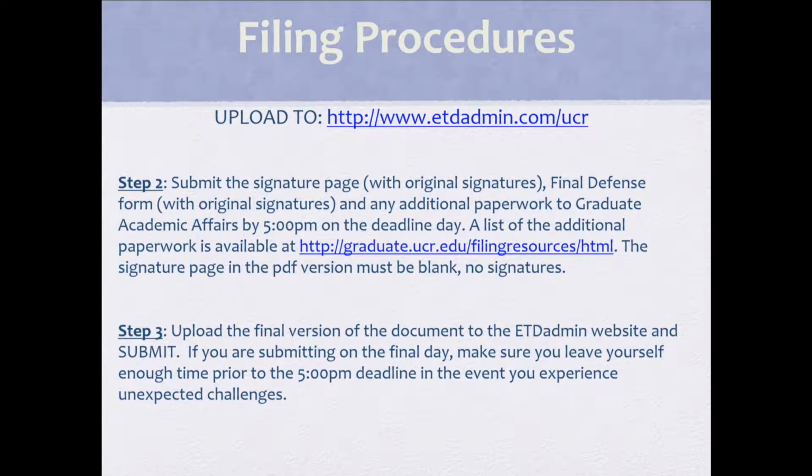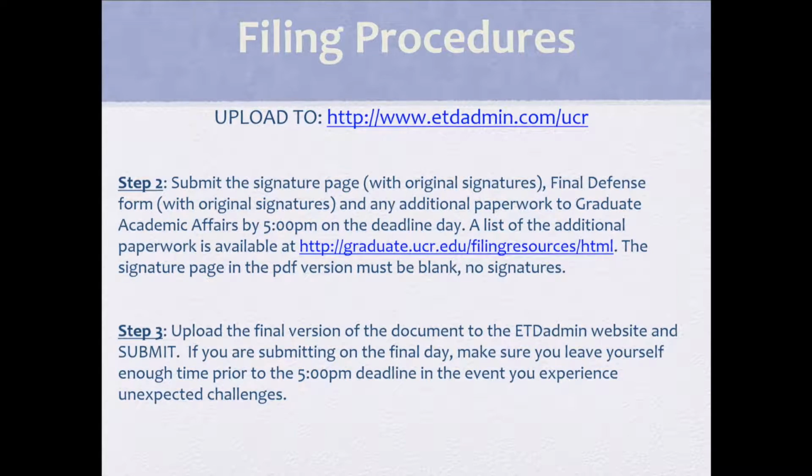Step 2 is to submit the required paperwork. So for the PhD degree, that includes the signature approval page, the final defense form, if that's required. For PhDs, that's required of everyone except English and history. That also includes the acknowledgement of previously published material, if that's applicable to you, which I'll talk more about later.